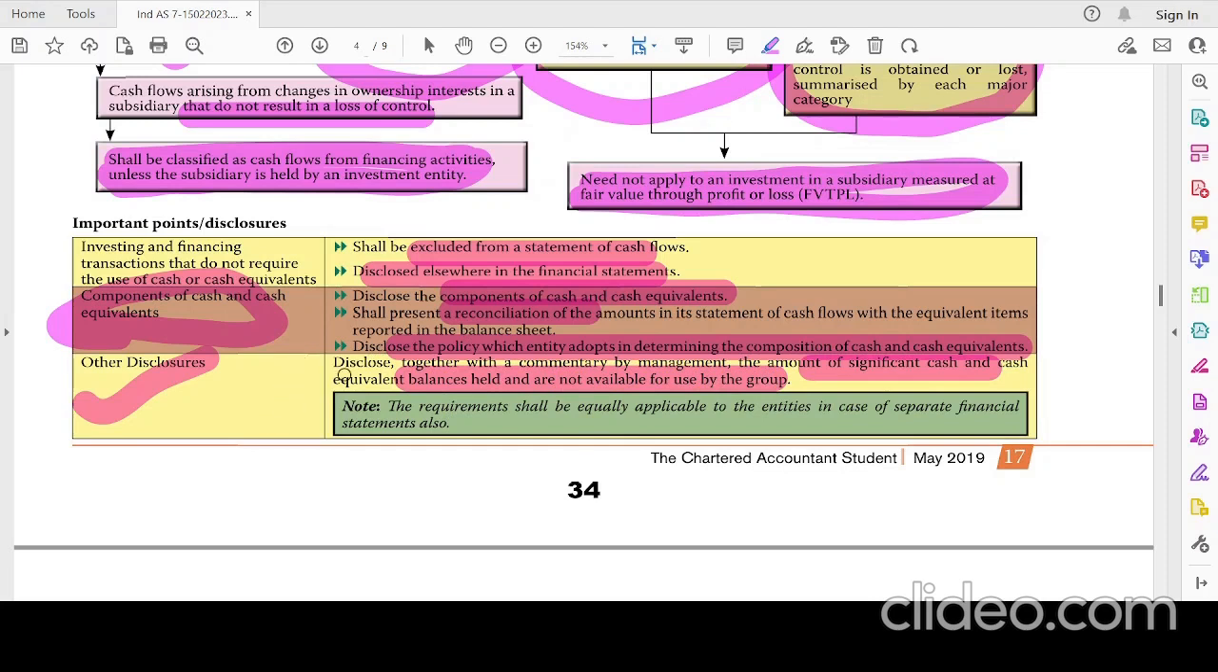Maybe this could have been pledged somewhere or something like that. The note requirement shall equally be applicable to entities in the case of separate financial statements also. Either it is consolidated financial statements or separate or standalone financial statements, for all the financial statements this will be applicable.